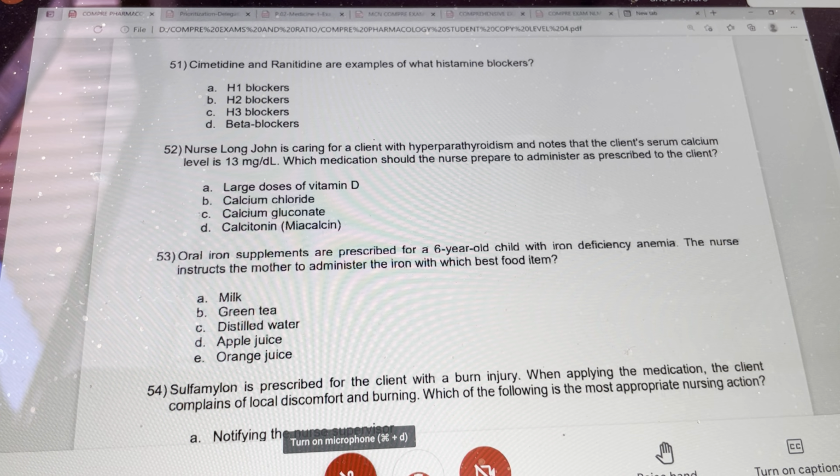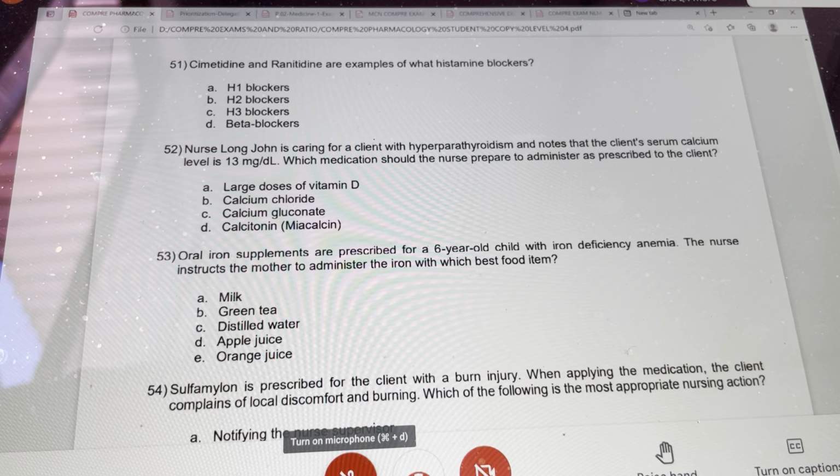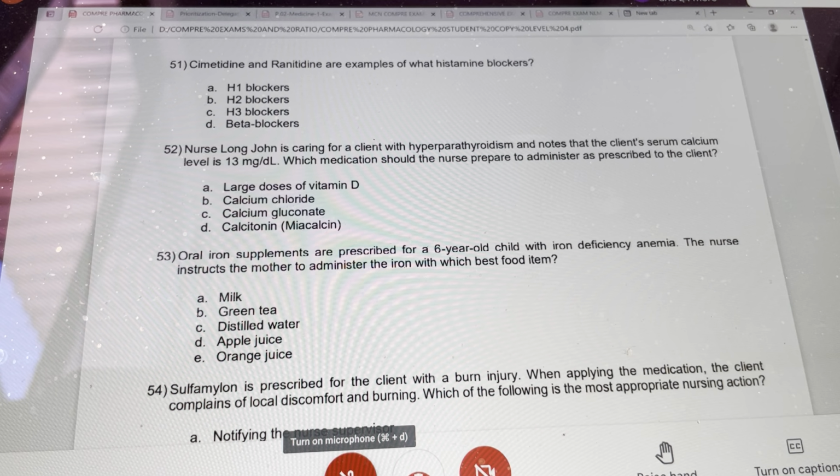Okay, cimetidine plus ranitidine are examples of what histamine blockers. There are only two. Okay, histamine blockers. We have your H1 and H2. Correct? So, in particular, what category do these drugs fall? Is it H1 or H2?